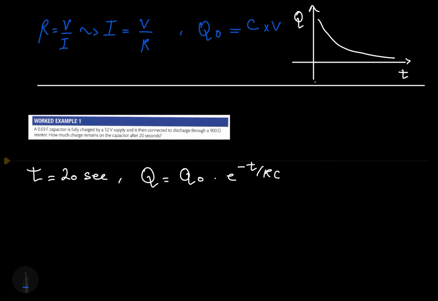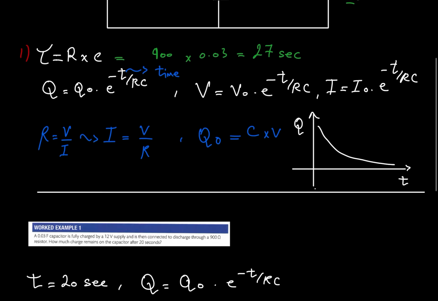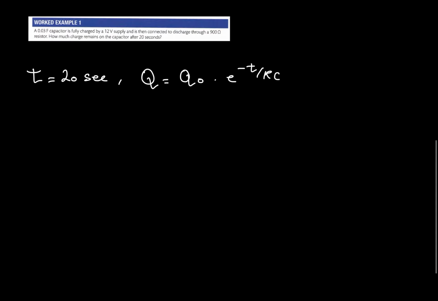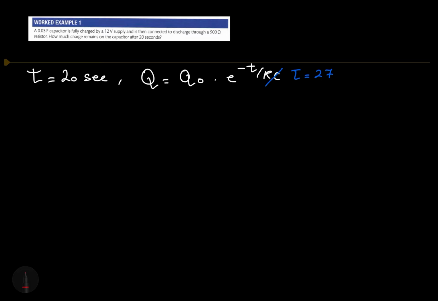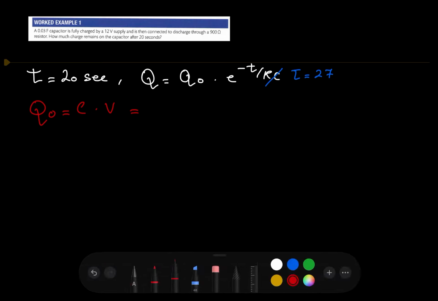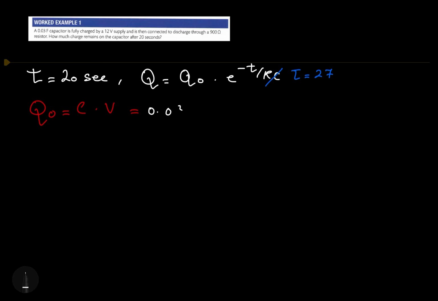Now, here, we can go ahead and plug in the values we found. We found that R times C is the tau. So instead of RC, we can just say it's tau, and tau has a value of 27. Also, we don't happen to know Q0, so we can find Q0 by using the formula C times V. So we can say that 0.03 times 12 will give us the initial charge. And the initial charge would then have to be about 0.36 coulombs.